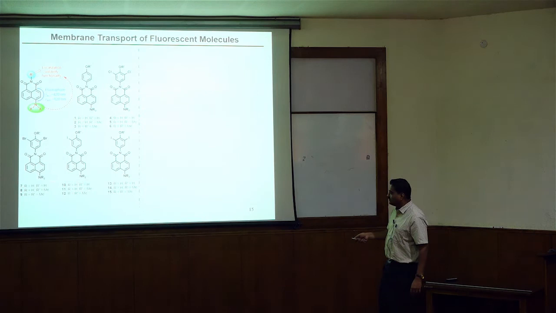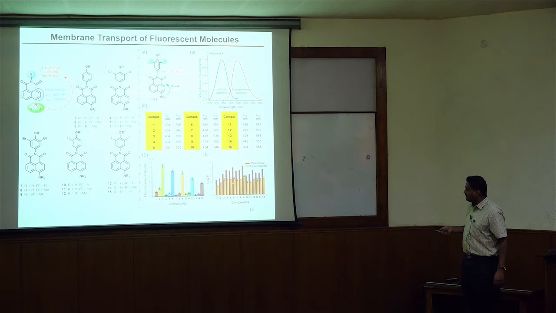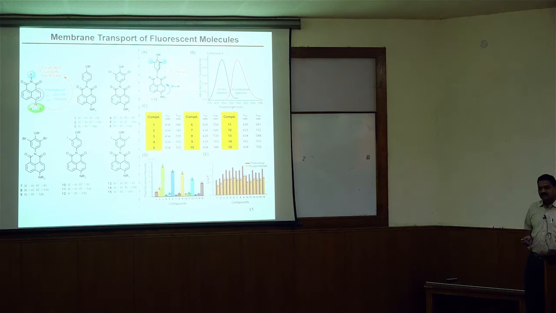So what we did, we studied the fluorescent properties. I am not going into the details, these are excitation and emission wavelengths, and these are the fluorescent intensities. We also looked at the log P values, because when we introduce heavier halogen atoms, the lipophilicity of the compound increases, so it could just cross the plasma membrane. But that is not the case, there is no major change in the lipophilicity of these compounds.